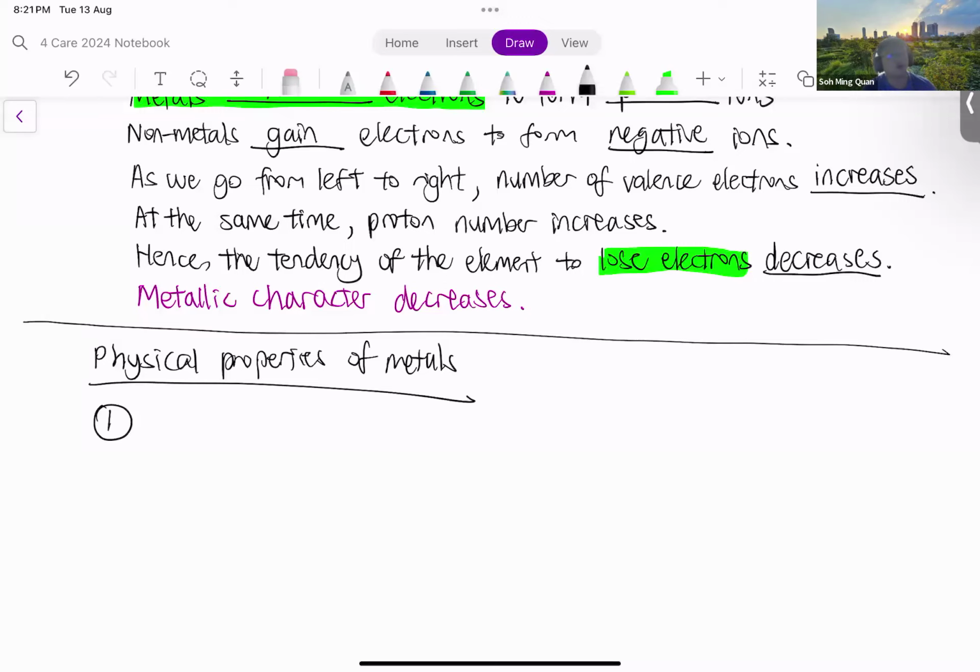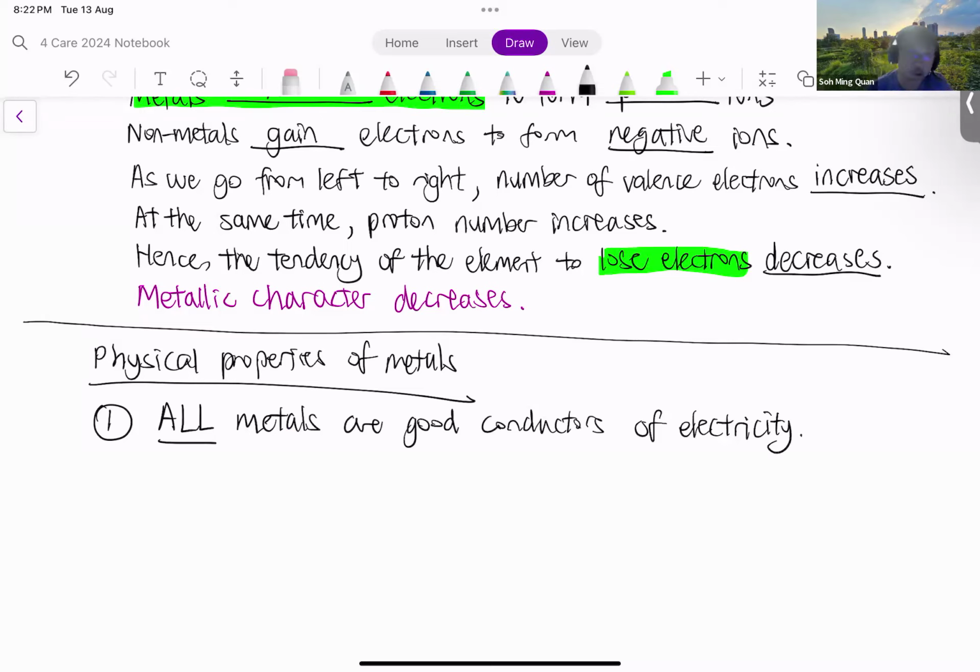The first physical property that you should learn is that all metals are good conductors of electricity. There's no exception to this. So long as it's a metal, it will be a good conductor of electricity.